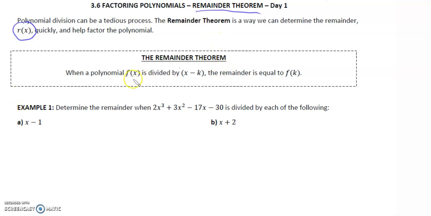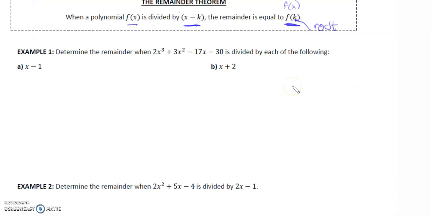Okay, so the remainder theorem: when a polynomial f(x) is divided by some factor, the remainder is equal to f(k). Take a look at this, f(k). Usually we have f(x), of course. k is going to be the root. So this lesson is so easy. What that means, I'm going to show you in example 1.